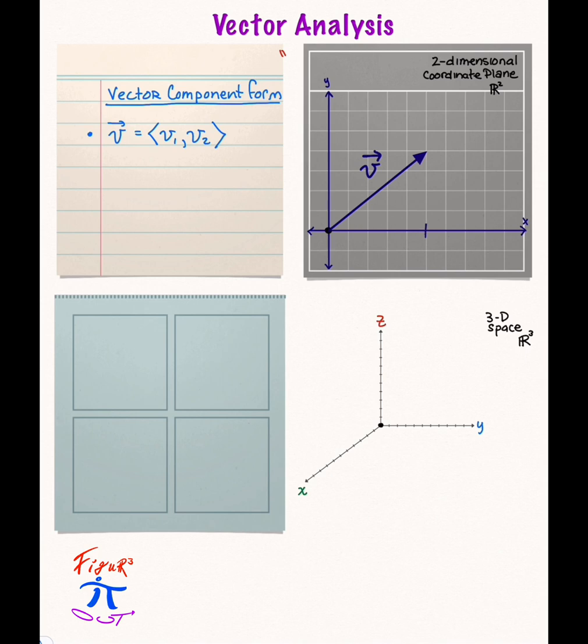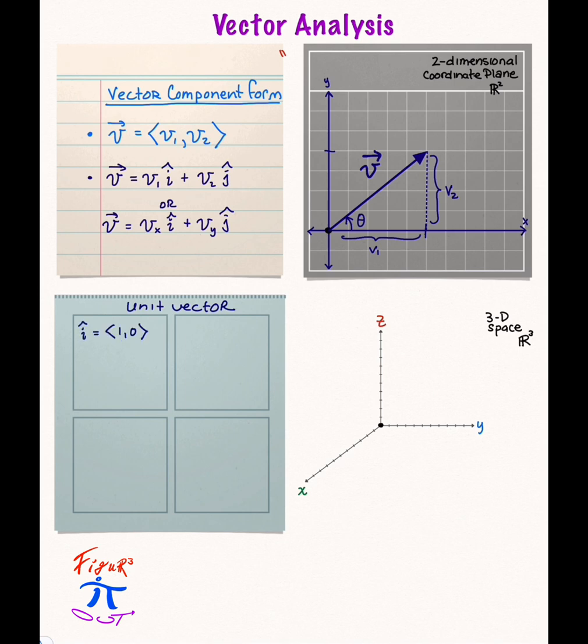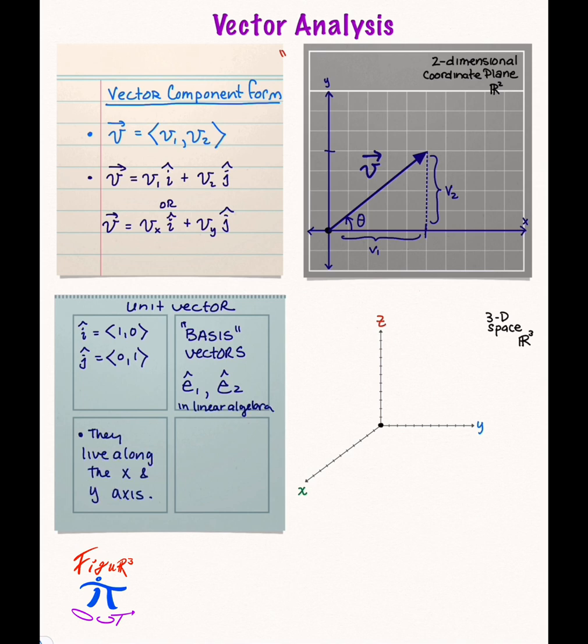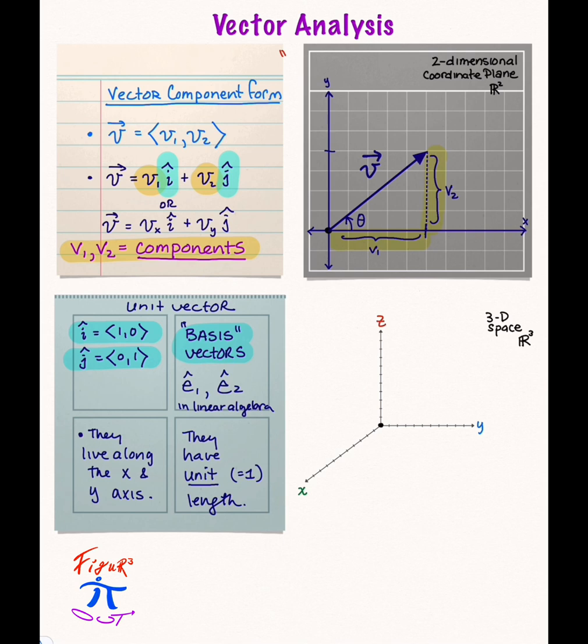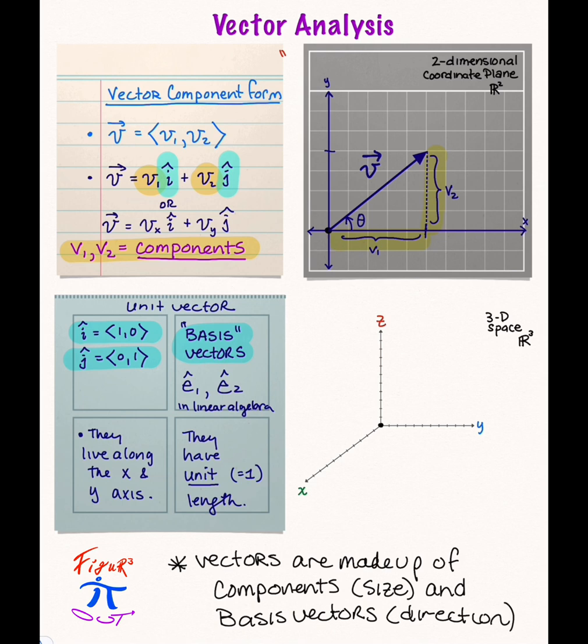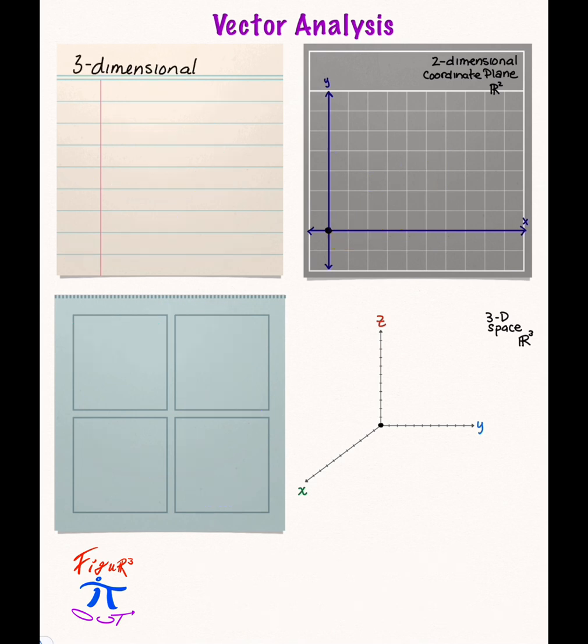Vectors in component form, v1, v2 being the components, again form a right triangle with the angle theta, and in unit vector form, v1 times i plus v2 times j, where i and j are your unit vectors or your basis vectors that live along the axes of the given dimensions. They have unit length. So the components are just scalar multiples of these unit vectors, a linear combination of those. The components are the size of the vector, and the basis vectors give us something in terms of direction.